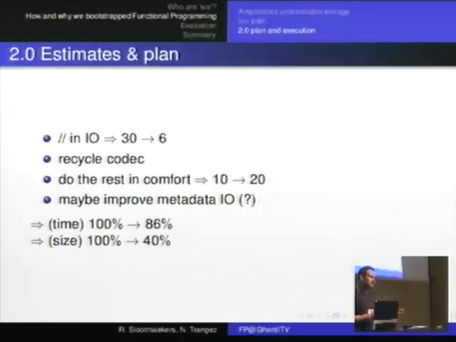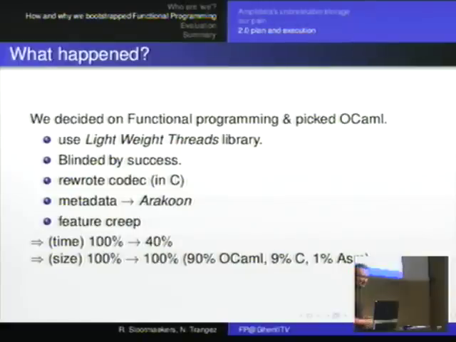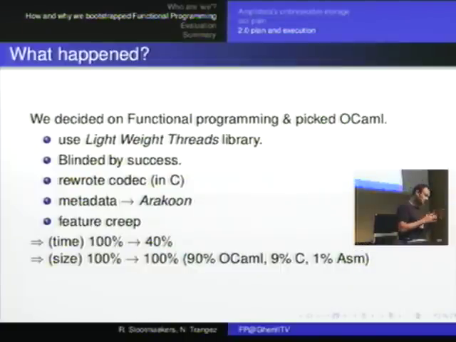We played around a bit with programming languages, and in the end we decided on OCaml. And it was okay. But what happened? So we decided on functional programming, picked OCaml, and built it using lightweight threads, and we were blinded by success. Like, okay, this stuff works, and we can move forward. So we did lots of things that were way more complex than we anticipated. Then performance was really good, so the codec became a bottleneck, so we had to rewrite it again because it was the next bottleneck.